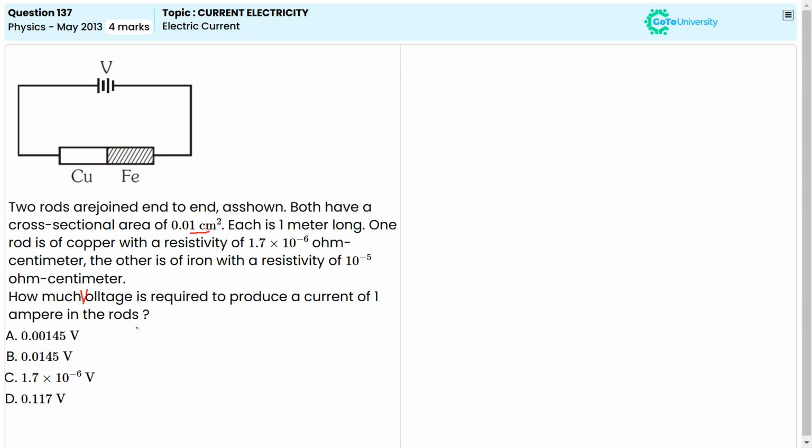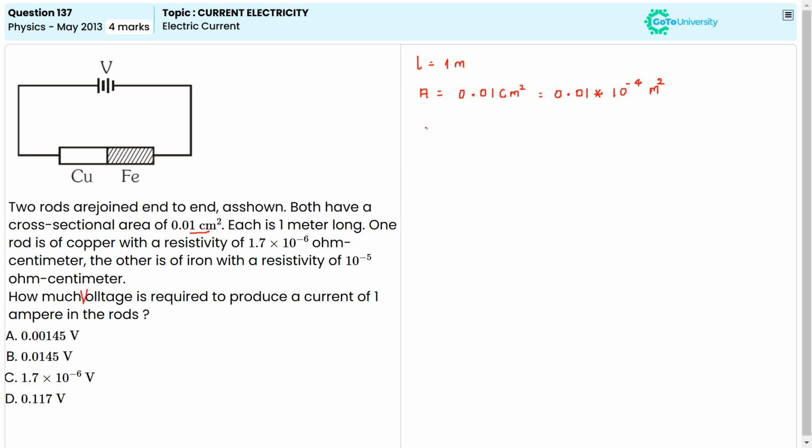Then the data, whatever is given, we will write here first. Length is equal to 1 meter. And the cross-sectional area A is equal to 0.01 centimeter square. If I convert this into the same unit, that is meters, then it becomes 0.01 divided by 100. It becomes 10 to the power of minus 4 meter square.